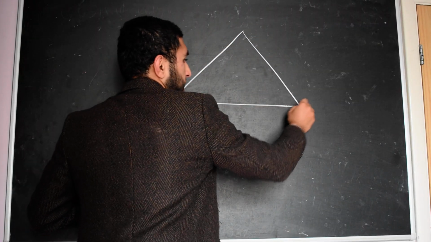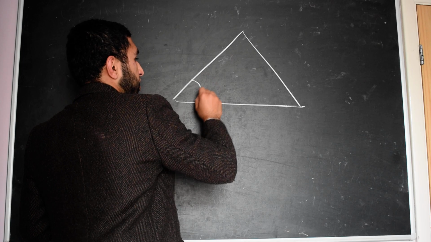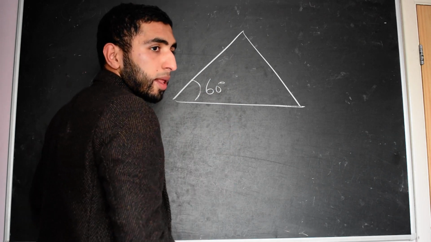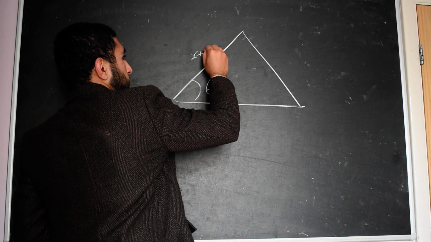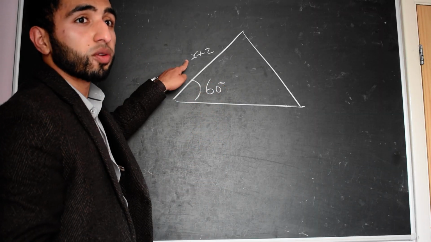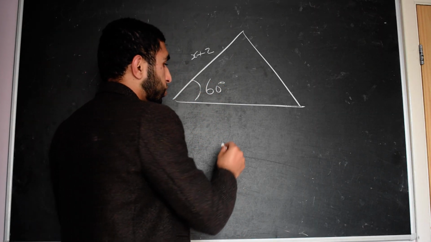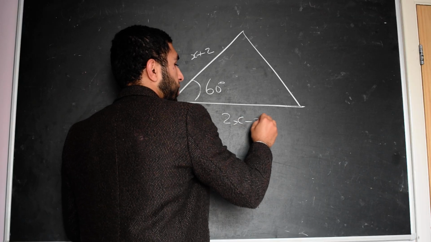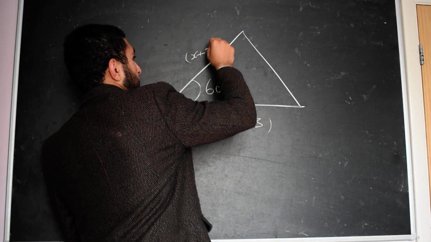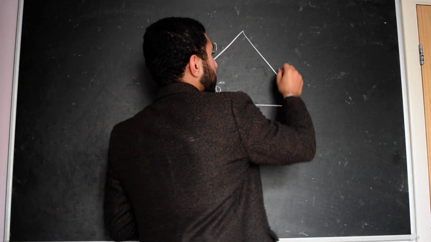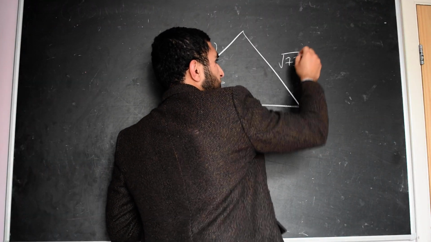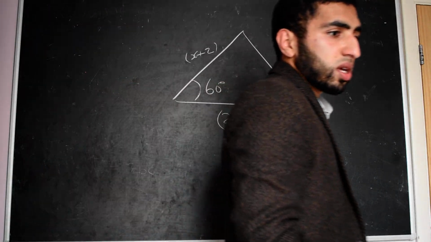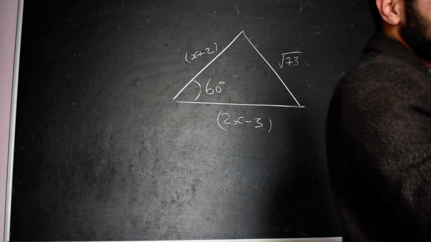So the triangle again with sides. Now this is 60 degrees, yes? This is x plus 2. So if x is 2, this is 4. Okay, so 2x minus 3. They put in brackets, I'll put in brackets as well. And this is root 73. And what is the question? The question is, work out the value of x.